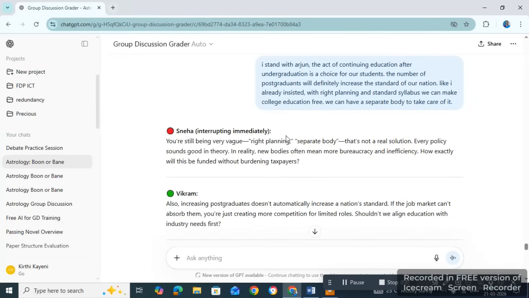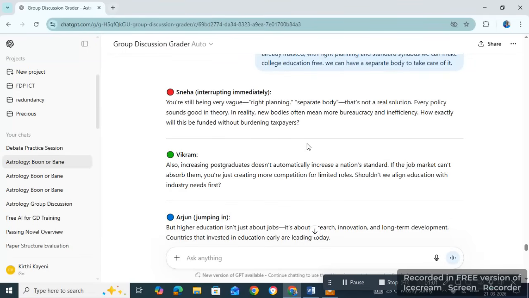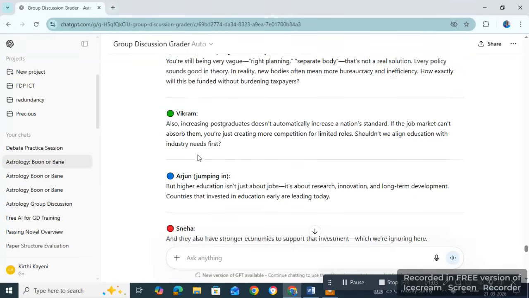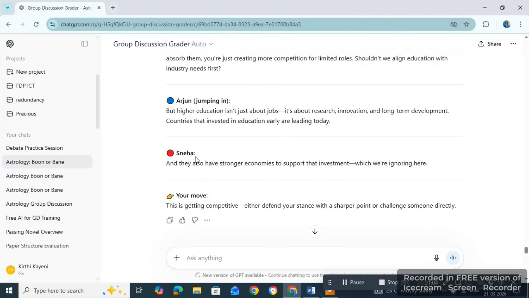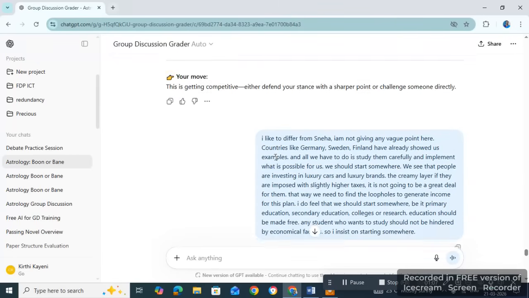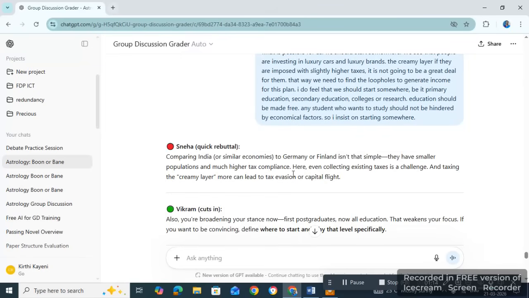So I am giving my point here. Again, they are validating it, and in the last, the chatbot is telling me, your move is to challenge someone directly. So I've used the name here. I like to differ from Sneha. So you need to remember the names in a group discussion. I'm not giving any vague point here. I've given the country names who have implemented this free education, and I'm giving solid examples.